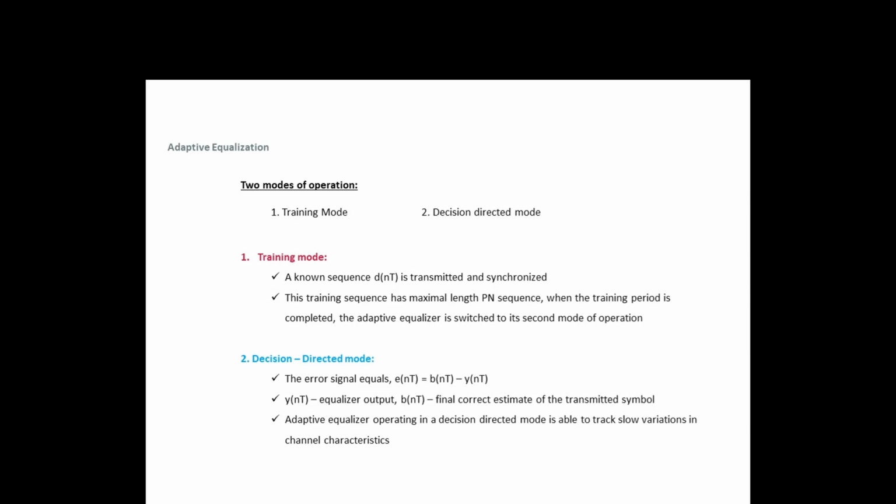Decision directed mode: the error signal e of nT equals b of nT minus y of nT. y of nT is the equalizer output, and b of nT is the final correct estimate of the transmitted symbol. An adaptive equalizer operating in decision directed mode is able to track slow variations in the channel characteristics.